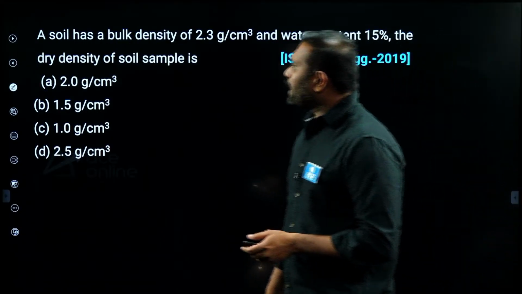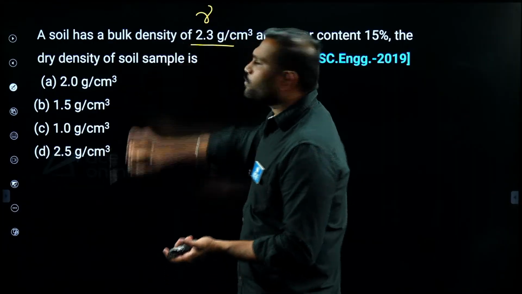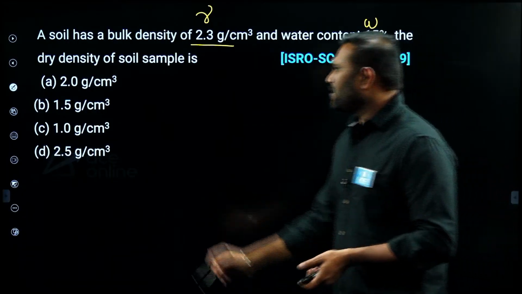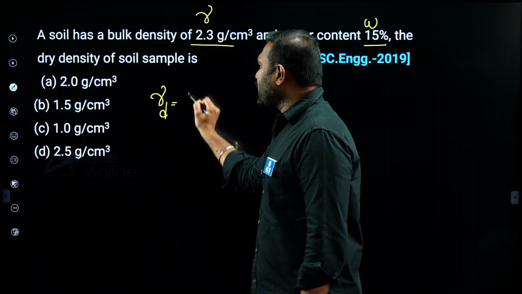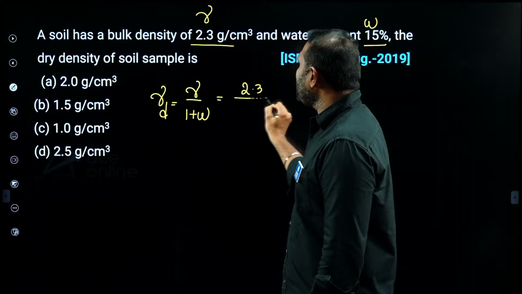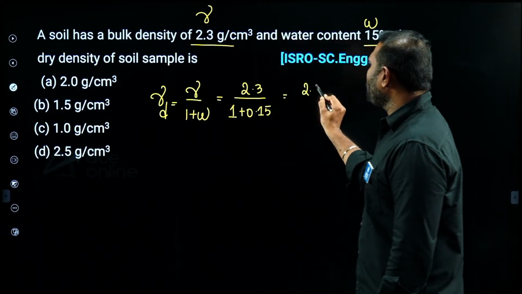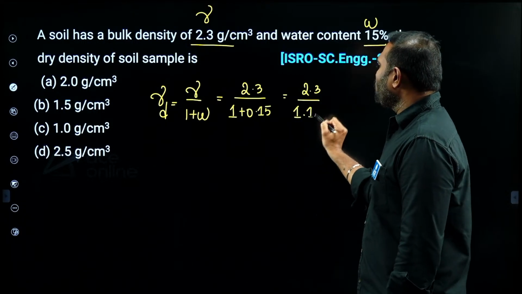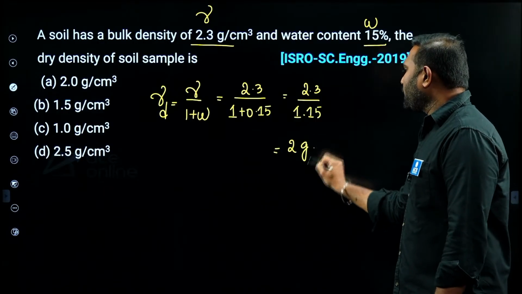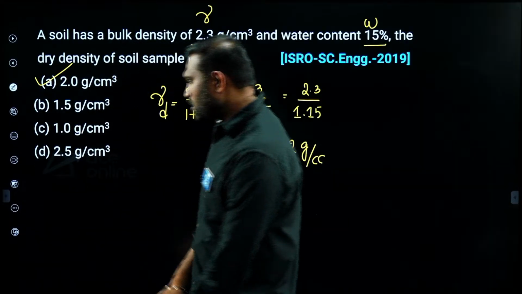Next. Again, this question is similar to one of the previous questions. A soil has a bulk density of 2.3 and a water content of 15%. You can find the dry density. The dry density gamma D is equal to gamma by 1 plus water content, which is 2.3 by 1 plus 0.15. So, exactly 2.3 by 1.15; 1.15 twos are 2.3, right? So, this comes as 2 gram per cc. So, the correct answer is option A.